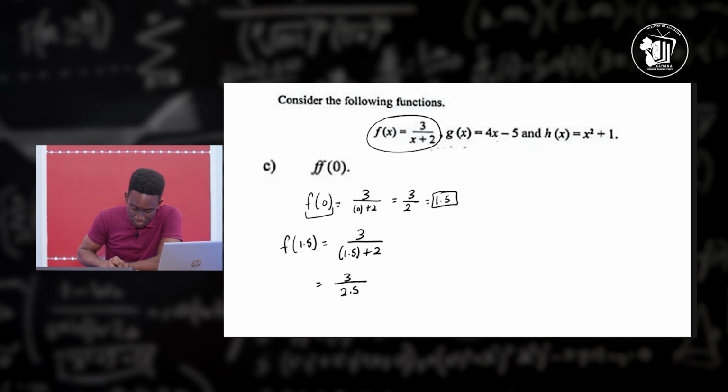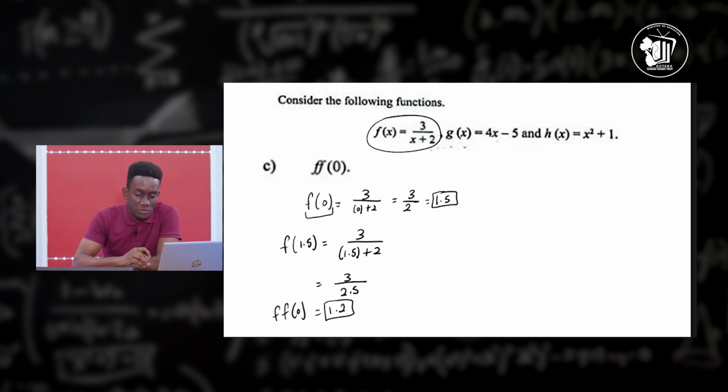And 3 divided by 2.5 gives us a value of 1.2. So ff of 0 would be equal to 1.2, and that is your answer as a decimal.